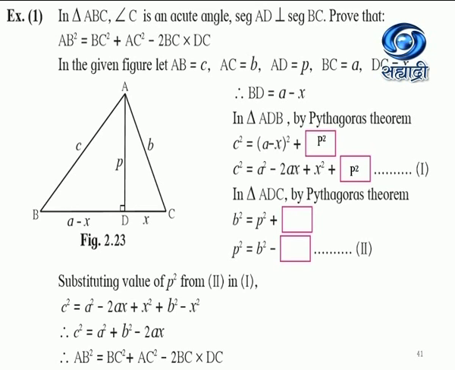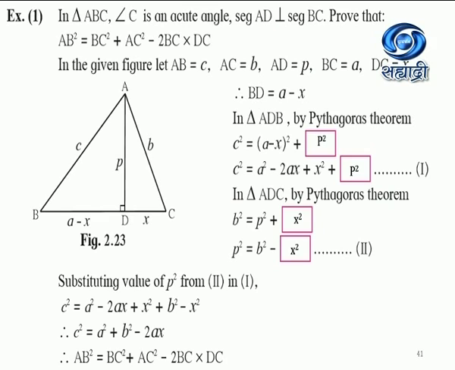When we consider triangle ADC, which is also a right angle triangle, by Pythagoras theorem, here AC is the hypotenuse, so b square is equal to p square plus x square. So from here, p square is equal to b square minus x square. Now when you substitute the value of p square from the second equation in the first equation, c square is equal to a square minus 2ax plus x square plus p square. Here instead of p square we write b square minus x square. So x square and minus x square get cancelled.